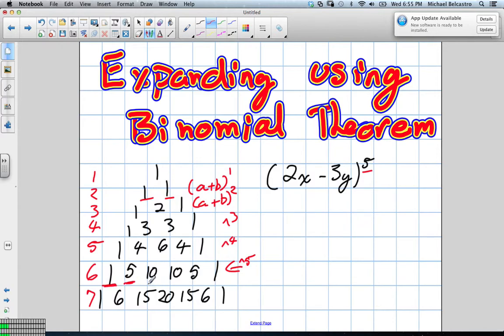Our coefficients are going to be multiplied by these values. Now, the other thing we have to talk about is the way we're going to set up our variables. The way our variables work depends on the power, not the number of terms.